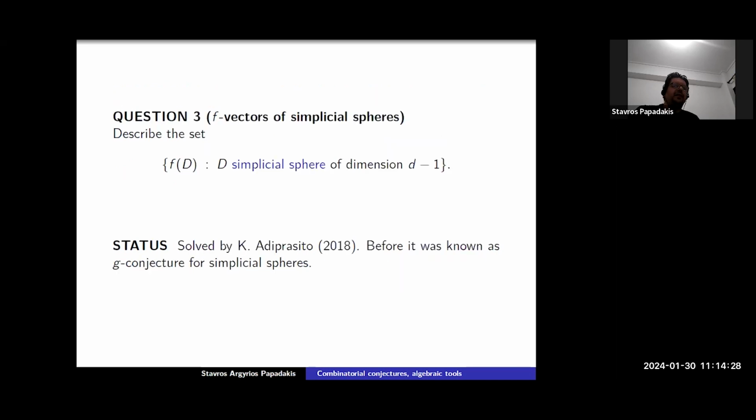The next question, which was open until very recently, was to describe, we fix a dimension d minus 1, and the question is to describe the set of all possible f vectors of simplicial spheres, which means a simplicial complex with geometric realization homeomorphic to a sphere of that dimension. And this was solved by Karim Adiprasito in 2018. And before that, it was known as the g-conjecture for simplicial spheres.